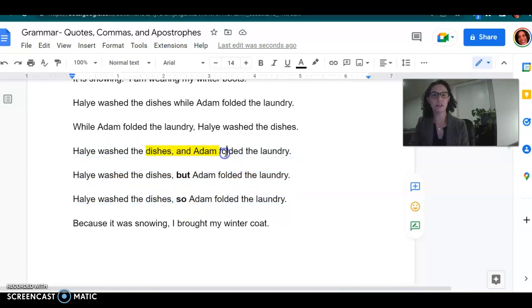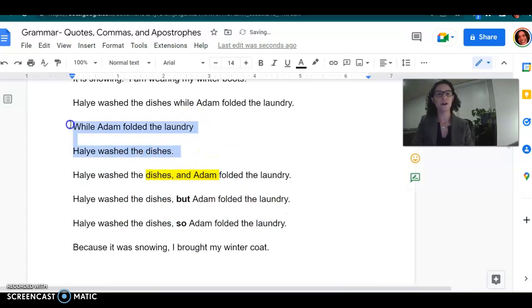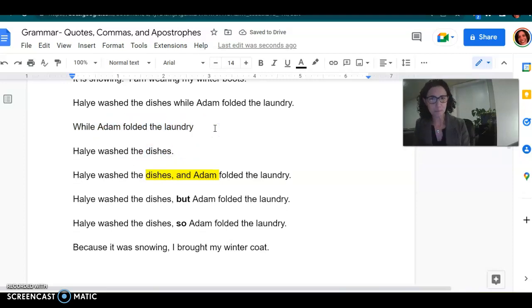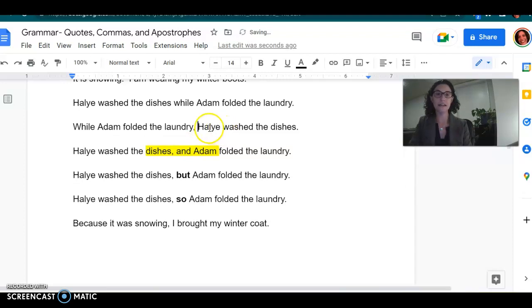Now, a couple of the other examples in here have different types of dependent clauses. I'll take this one, for example. Let's look at these two. While Adam folded the laundry. Is that an independent clause or a dependent clause? That one sounds like it's dependent because it can't really stand alone, right? We don't say "while Adam folded the laundry," period, and that's a complete sentence. What about Hallie washed the dishes? Well, that one is a complete sentence. But we could link these two, and we would still need a comma to clarify the connection between these two. So this would be another example of using the comma, not because we're linking two independent clauses, but because one of the clauses is dependent on the other, and we need the comma for clarification.